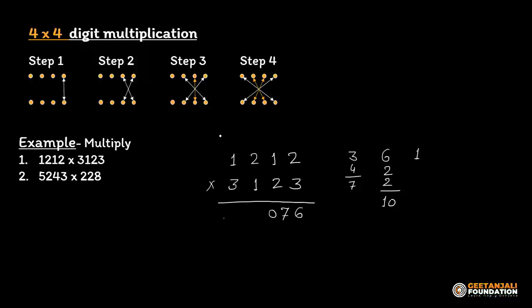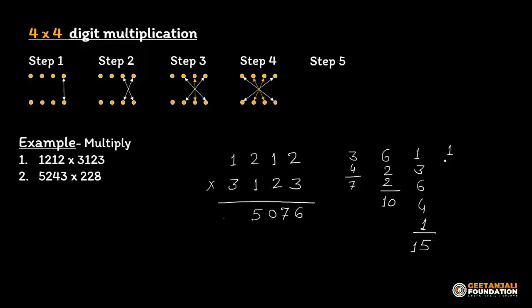So here 3 1s are 3 and here 3 2s are 6 and here 2 2s are 4 and here 1 1s are 1. So add them. 6 plus 4 is 10, 13, 14 and 15. So this is 5 we will write here and this one carry is for the next step. Now let's move to the next step.